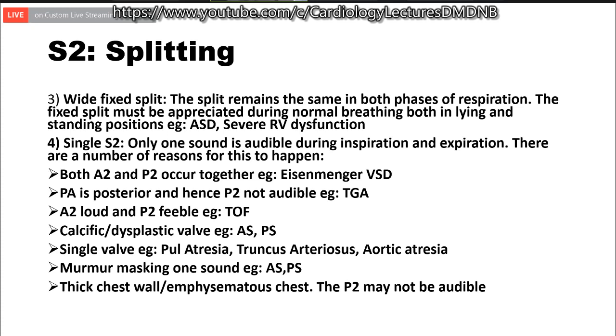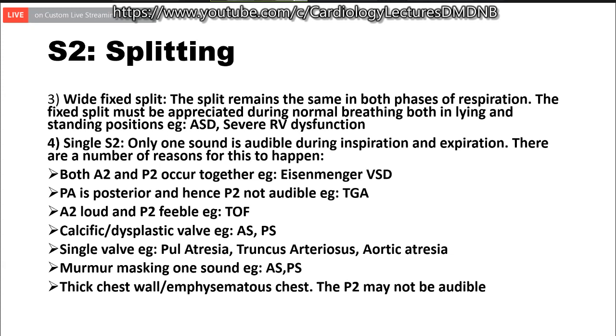Single S2: only one sound is audible during inspiration and expiration. There are a number of reasons for this to happen. What are the mechanisms where there can be a single S2? Both A2 and P2 occur together. Example, Eisenmenger VSD. That's the best example where A2 and P2 occur together, because in Eisenmenger VSD, the right ventricular systolic pressure, left ventricular systolic pressure, pulmonary systolic pressure, and aortic systolic pressure are all the same. And that can result in a single second heart sound because both A2 and P2 occur together.